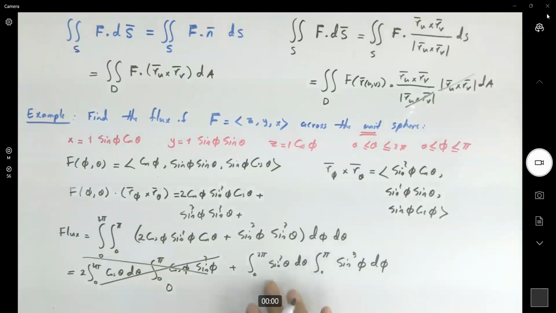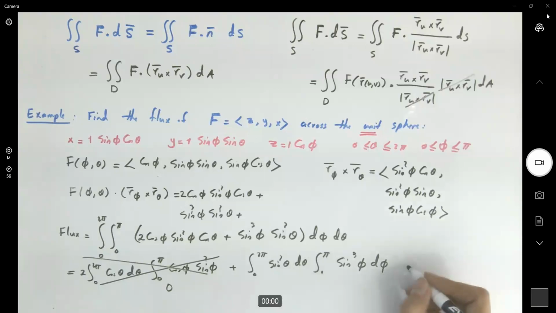Now, if you compute this integral, you need to convert this into the double angle, and then compute this integral. Sine squared theta, and then sine squared phi becomes 1 minus cosine squared. You use u sub, and as we saw before, as I did the computation, it becomes 4 pi over 3.